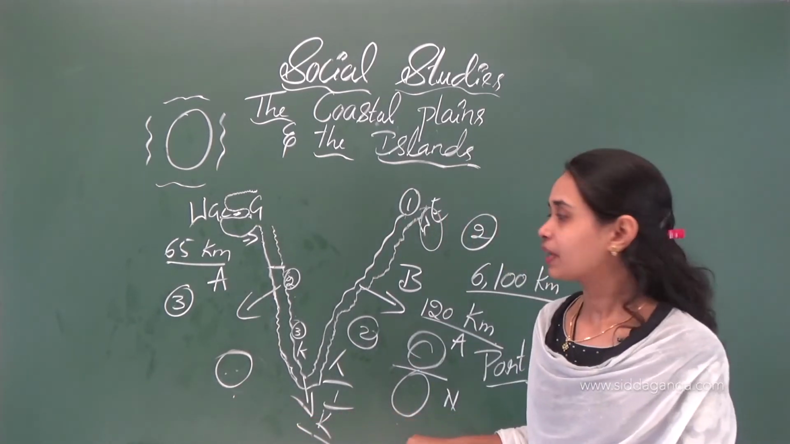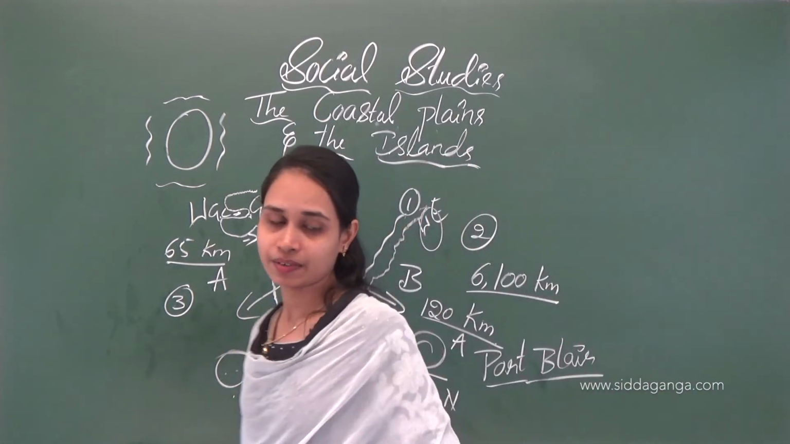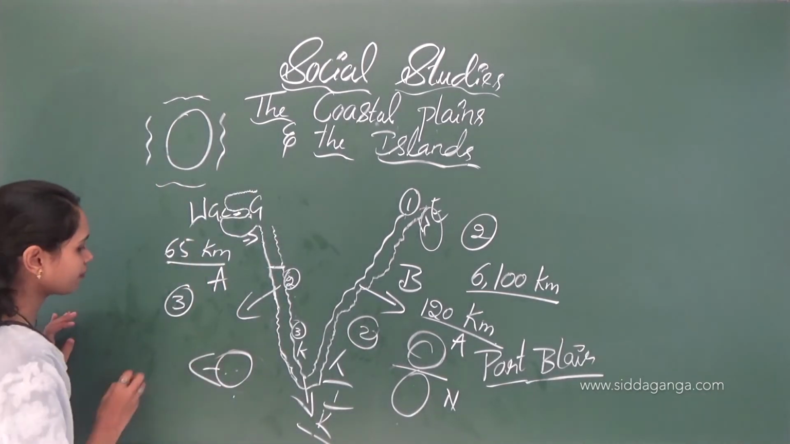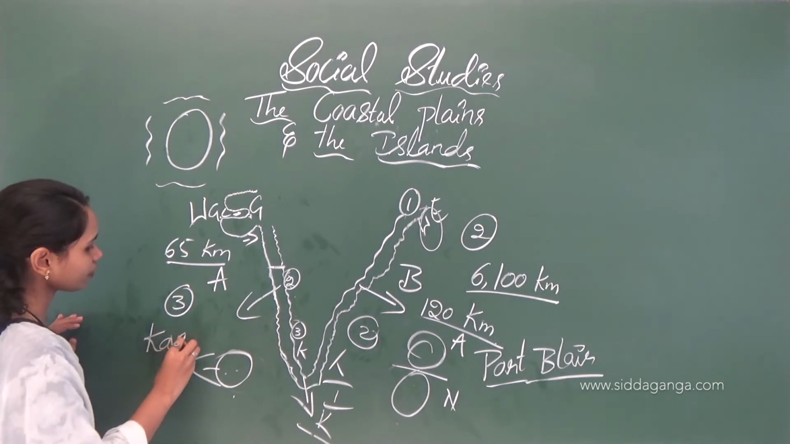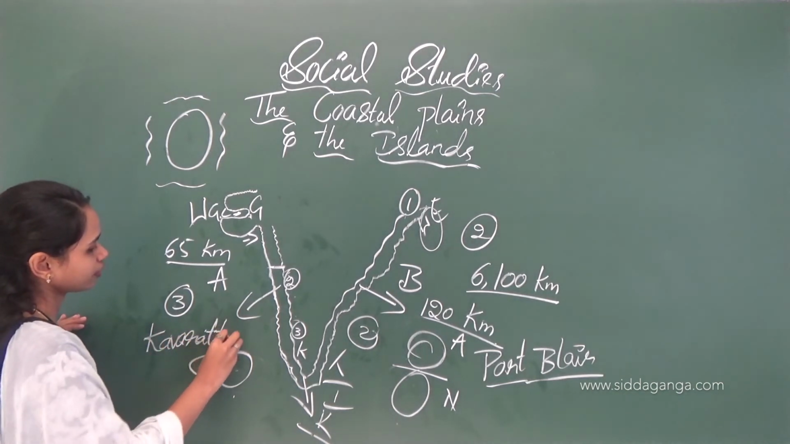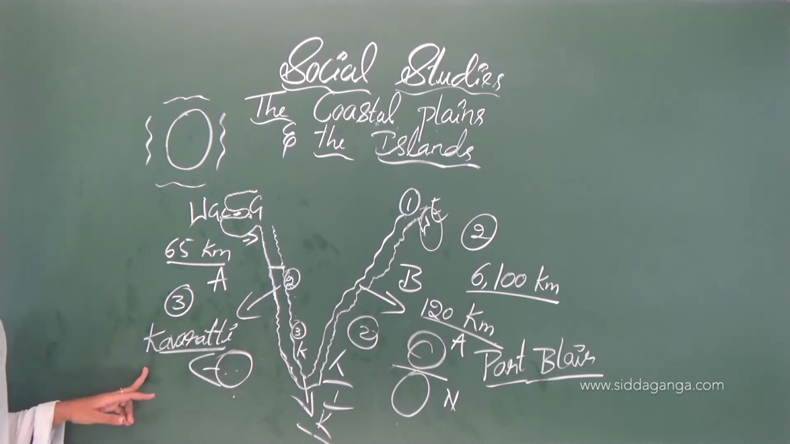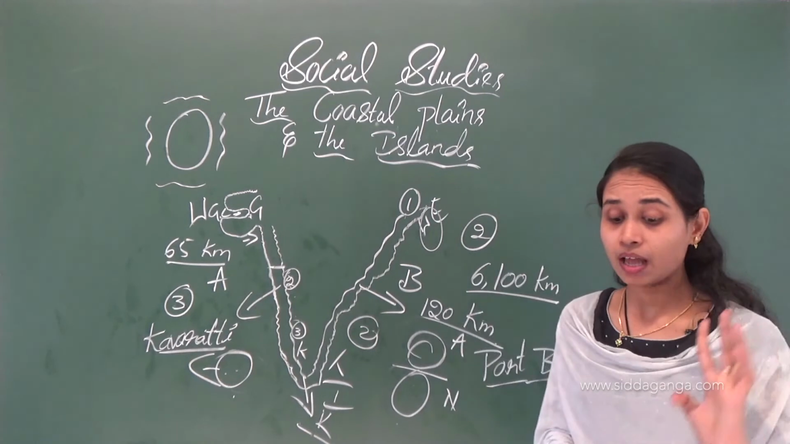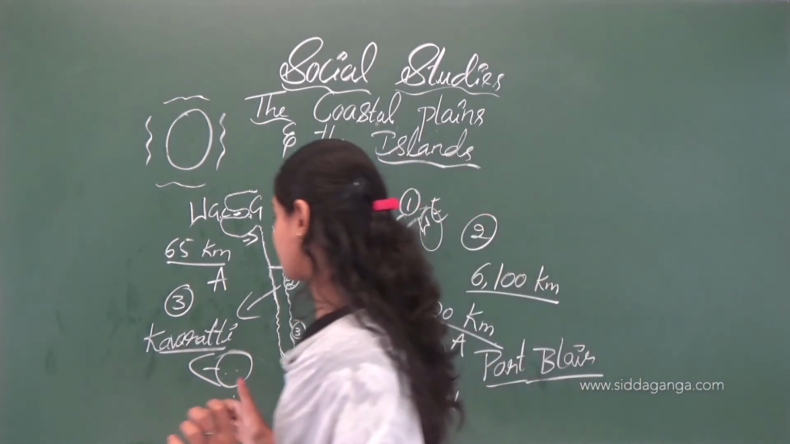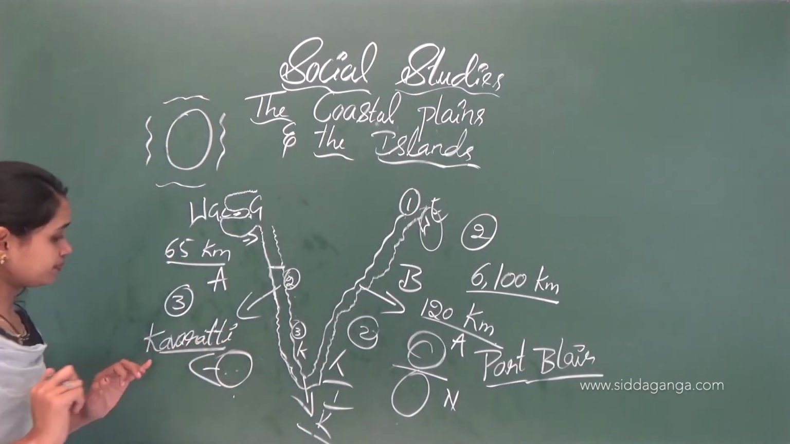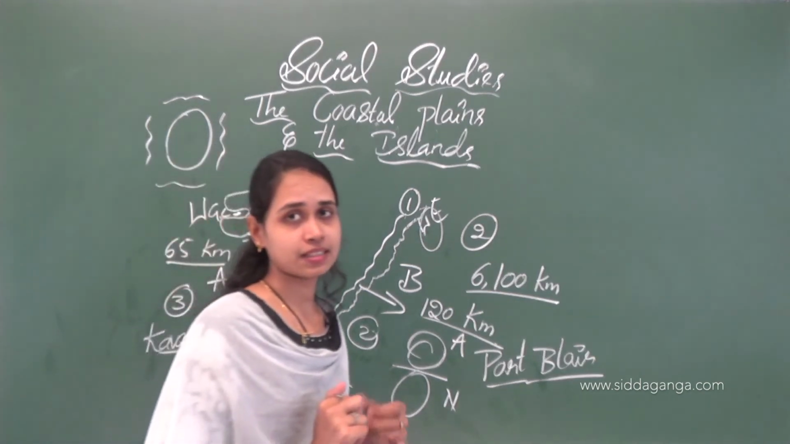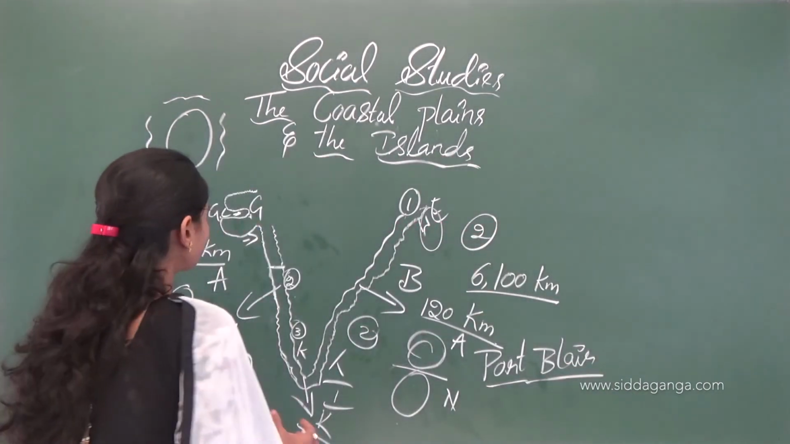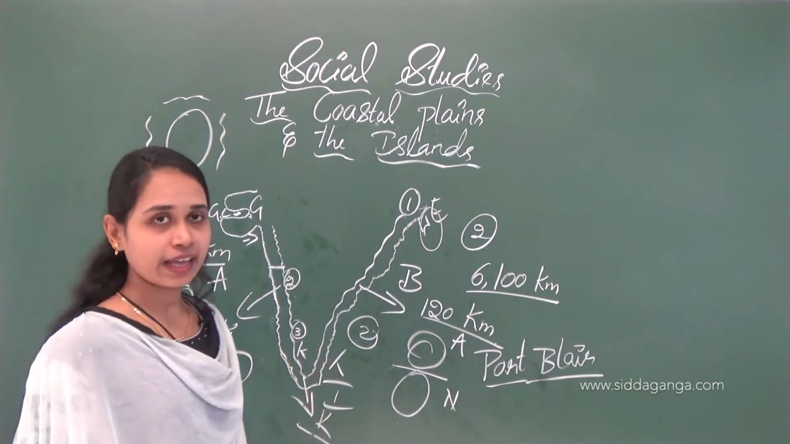Okay. So the capital of Lakshadweep is Kavaratti. Lakshadweep Island has been formed from coral deposits. So the capital of Lakshadweep is Kavaratti. Okay. So this is about the coastal line and the islands.